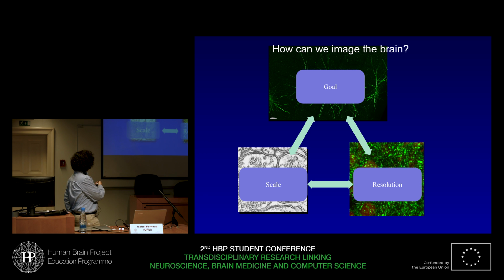In the same way, if you are studying many neurons, you won't use electron microscopy. But if you are studying synapses, you are not going to use optical microscopy, okay, because you won't see them. So these three items are fundamental in the design of the experiments and what you are going to image.